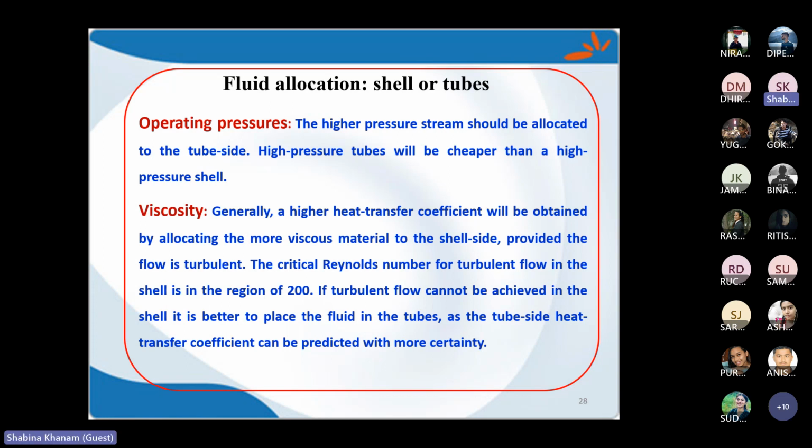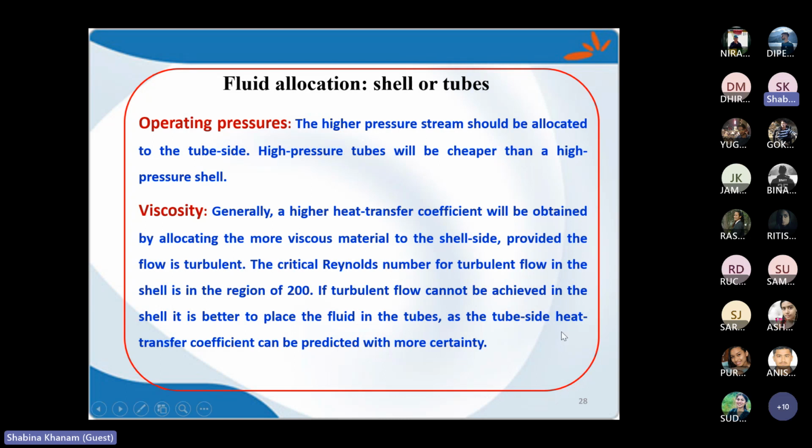When we consider viscosity, it will reduce the heat transfer coefficient, because the movement of the fluid will be difficult in that case. So generally, the heat transfer coefficient will be obtained by allocating more viscous material to shell side, provided the flow is turbulent.